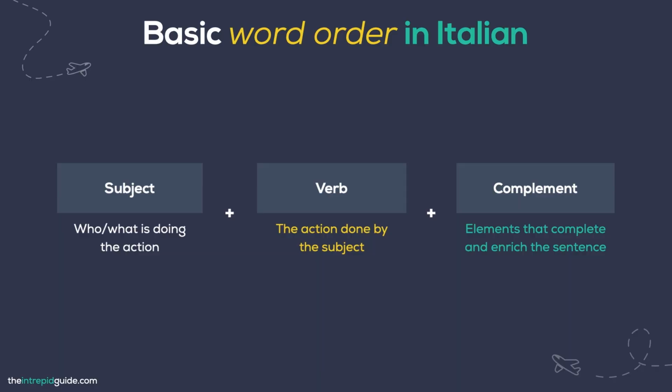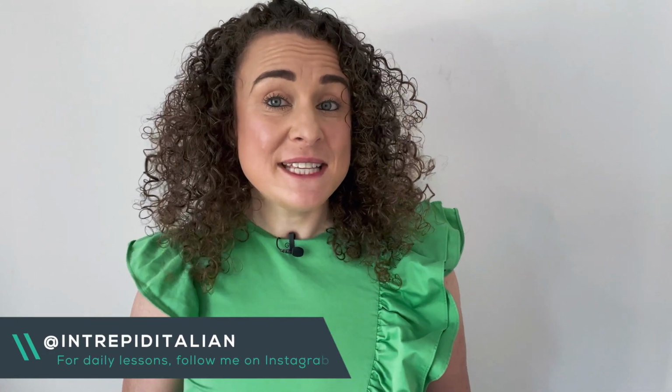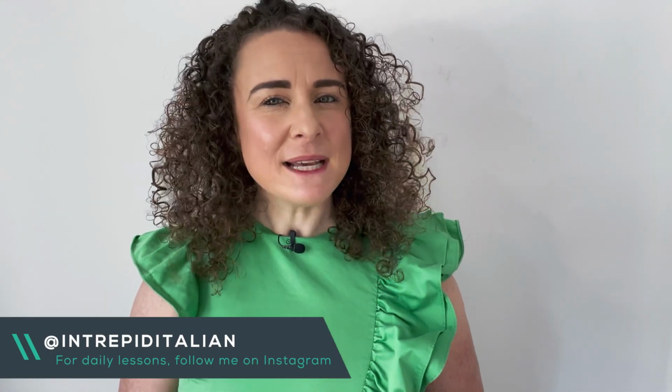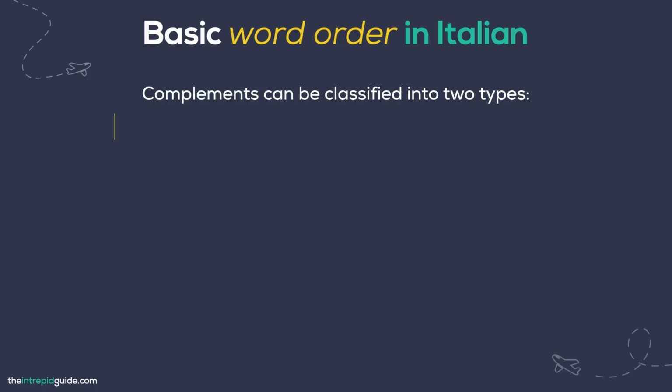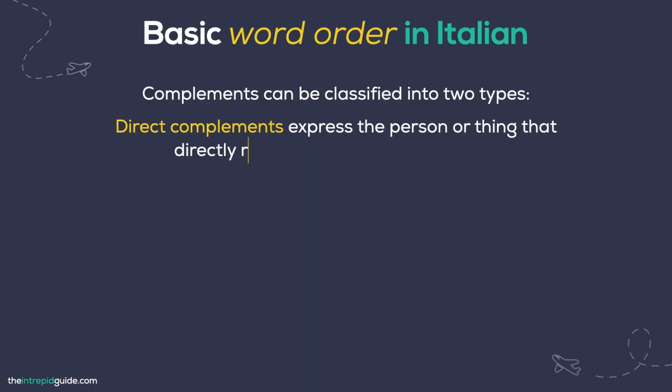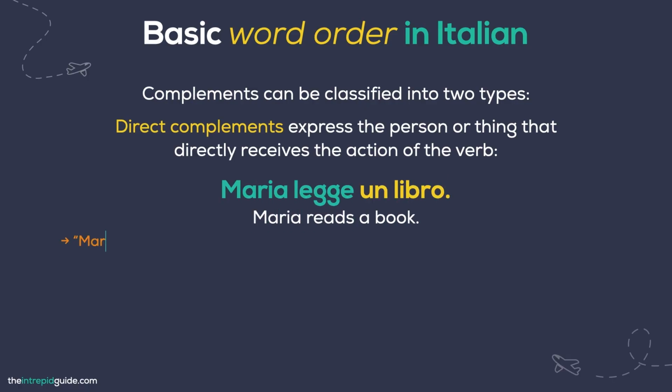Now earlier we saw this basic word order in Italian. Subject, verb, complement. First, it's important to know that complements can be classified into two types. Direct complements express the person or thing that directly receives the action of the verb. For example, Maria legge un libro. Maria reads a book. Maria is the subject, legge is the verb, and un libro is the direct complement.